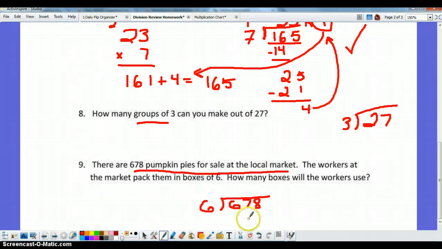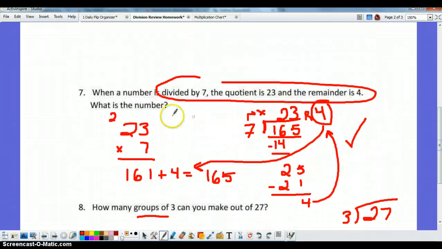The other thing I would suggest, once you get your answers, go back and double check them. How do you double check them? You multiply the divisor, this number on the outside, by the quotient, or the answer, and you add the remainder. If they check out, you're good to go. If not, you may have a problem. But go back and check them because it will help you answer a question like number 7.